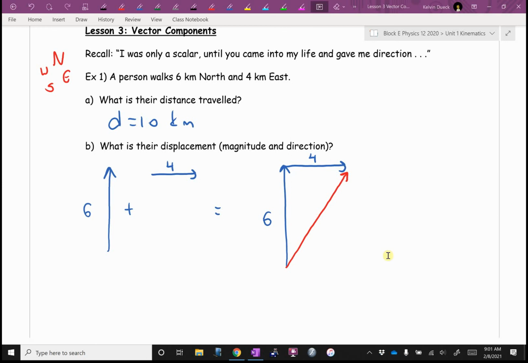Solve this. Oh, first of all, where's the theta going to go? Bottom left or top right? How do you know? Always where the vector is coming from, not where it's pointing towards, where it's originating from. So theta is going to go right there.